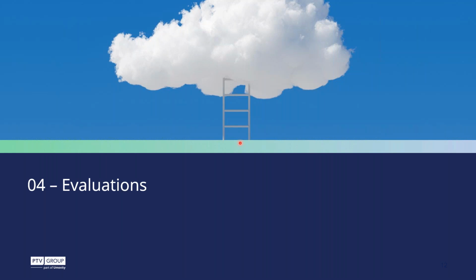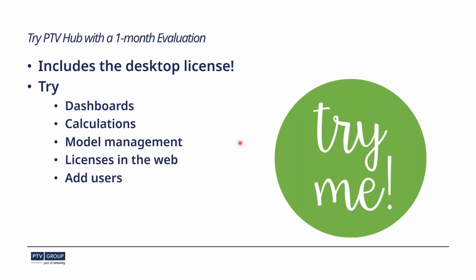First, let's talk about, if you want to try Hub, how do you do this? So we have an evaluation that's available. We'll start you off with 1 month. Maybe we can extend it to 2 months if you need some extra time to try it. We'll provide you with a Hub-ready desktop license. So by Hub-ready, that means that that license is open to connect to the cloud side of Hub. So you do have to have a license type that works with the Hub environment.